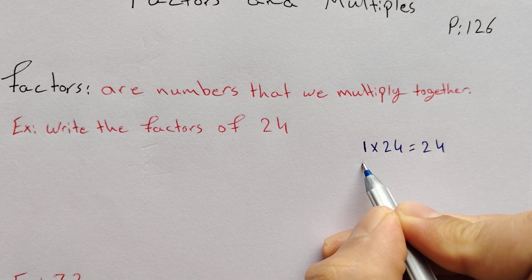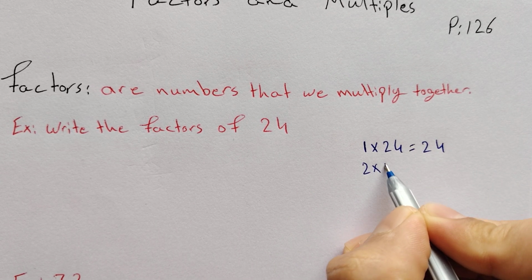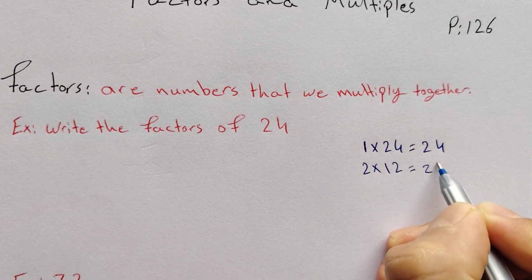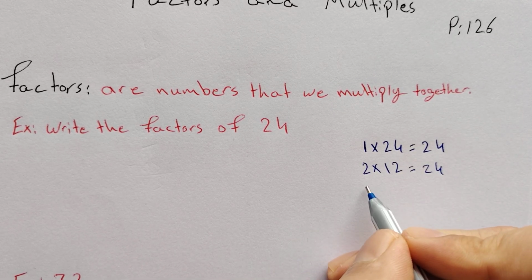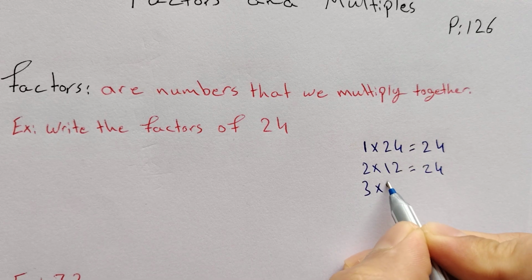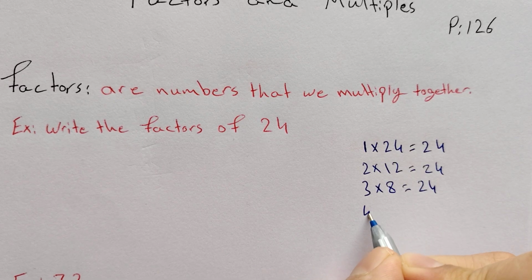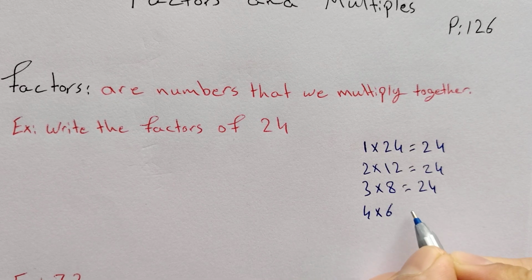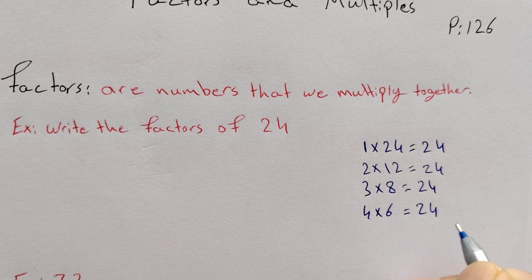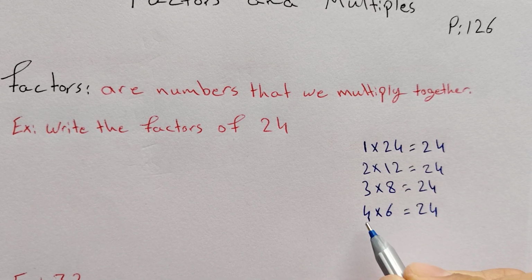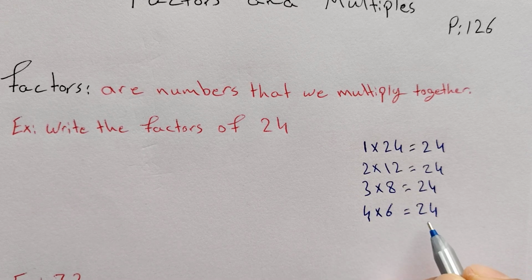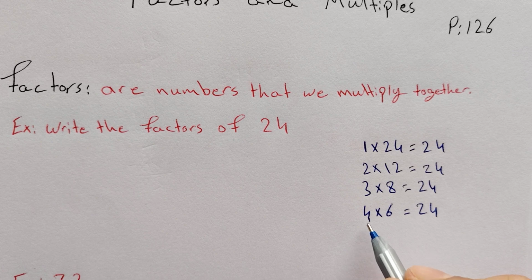Then we have 2, we go by order. So 2 times 12 is equal to 24 also. Then we have 3, 3 times 8 is equal to 24. Then we have 4, 4 times 6 is equal to 24. Then after that, since we are going by order, I'm gonna check 5. Do I have any multiplication of 5 that's equal to 24? I have 5 times 4, which is 20, and 5 times 5, which is 25. So we don't have it.